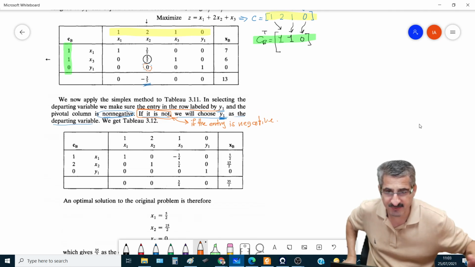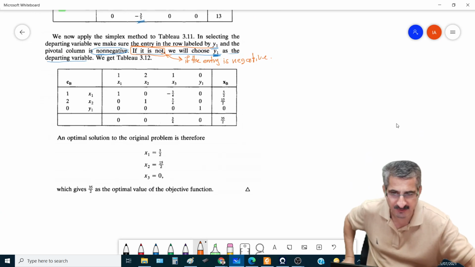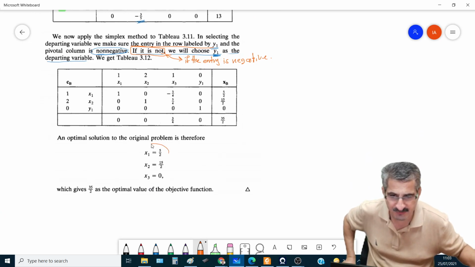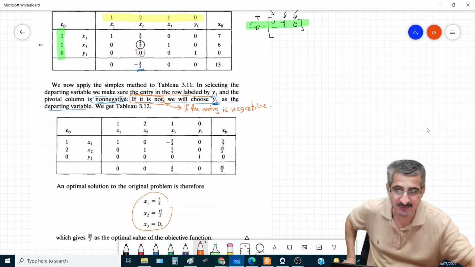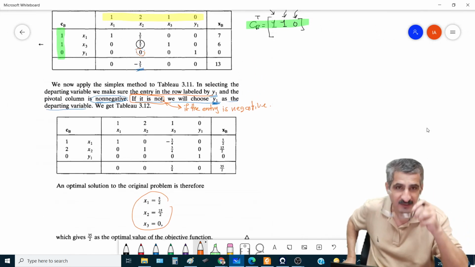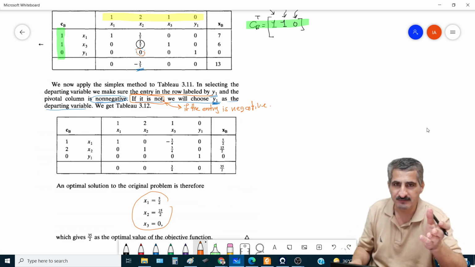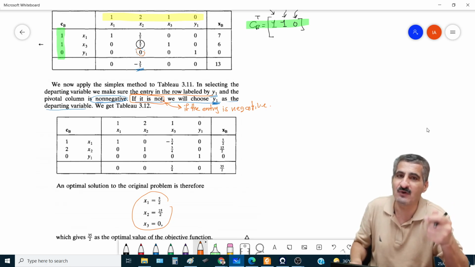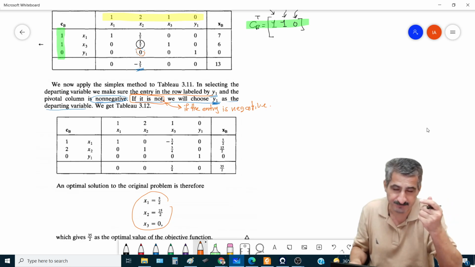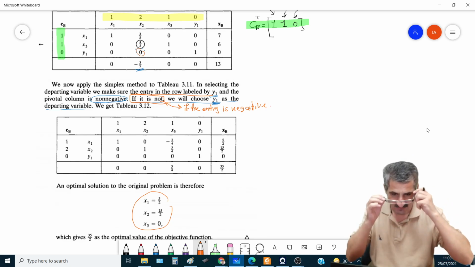x3 is the departing variable, x2 is the entering variable. Then we reach that table, and then we reach the solution. So we did not kick y1 out. It insisted to stay a basic variable, but at value 0. So it does not affect the value of the original objective function because it is not there. Okay.